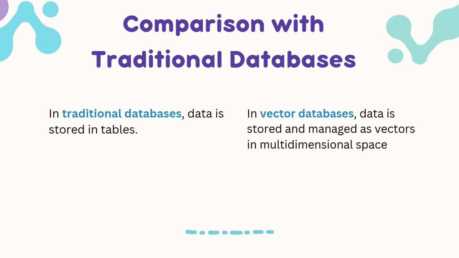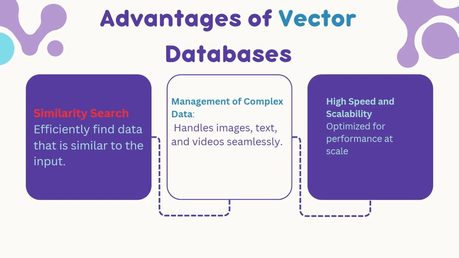Comparison with traditional databases. In traditional databases, data is stored in tables, but in vector databases, data is stored and managed as vectors in multidimensional space. Advantages of vector database. Similarity search: efficiently find data that is similar to the input. Management of complex data: handle images, text, and video seamlessly. High speed and scalability: optimized for performance and scale.